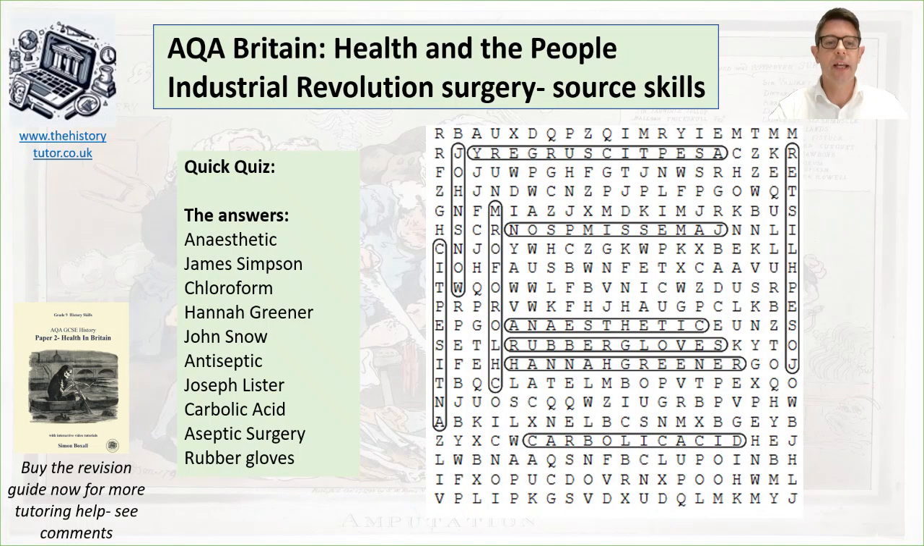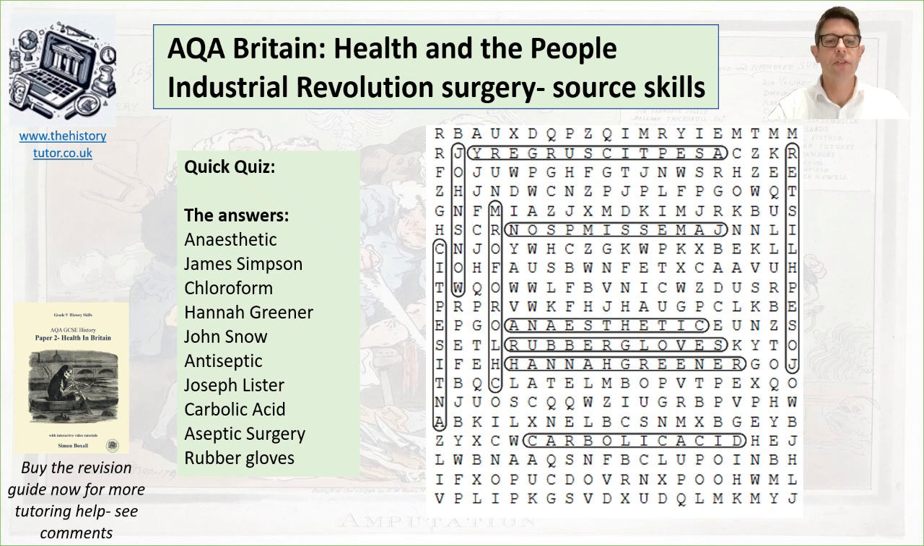Okay, so here are the answers then. So first we could find anaesthetic. Now anaesthetic obviously is important in this era because not only are we dealing with pain relief, but also the patient is knocked out. So we could think about Simpson and his great discovery of chloroform. And of course you can find James Simpson there in the word search as well.